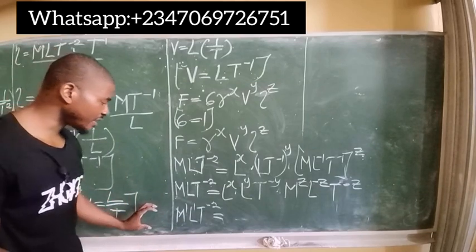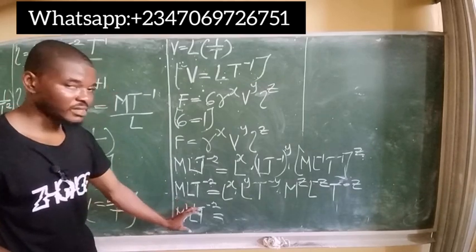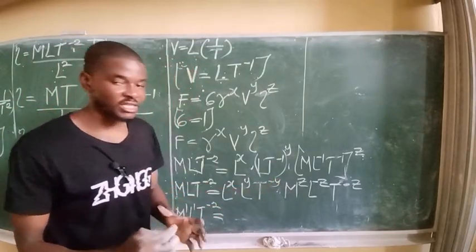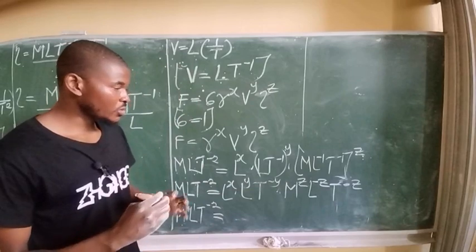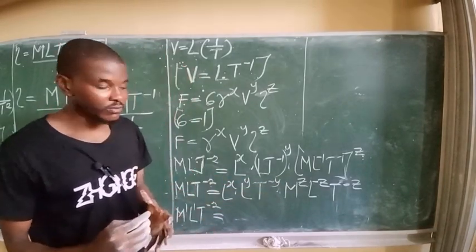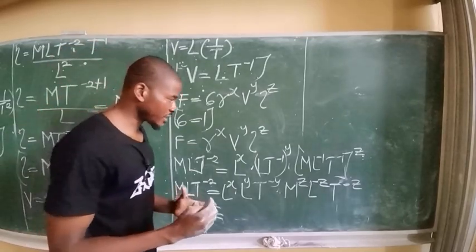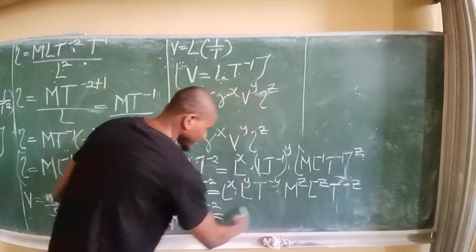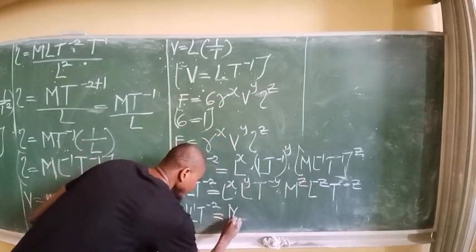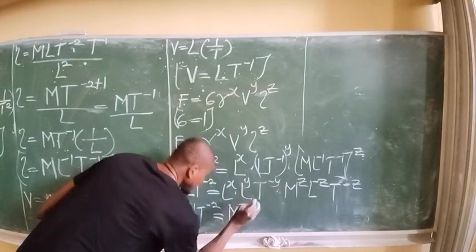Now, since I have my left hand side arranged in MLT system, I'm also going to make the right hand side of the equation arranged in MLT system. So the only thing we need to do now is to rearrange this equation on the right hand side. Let it be in terms of MLT. So we start with M. I have just one M here, and that M is raised to the power of z. So bring it first. You have M to the power of z times.